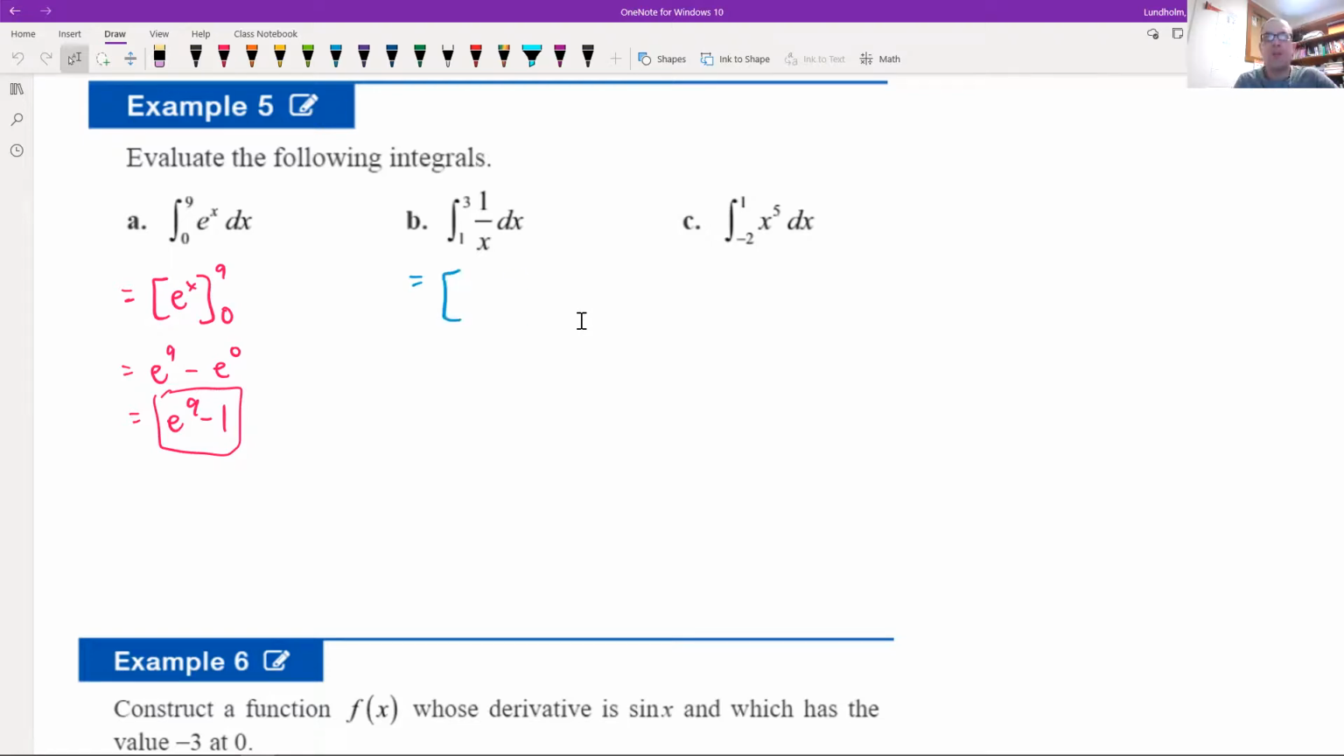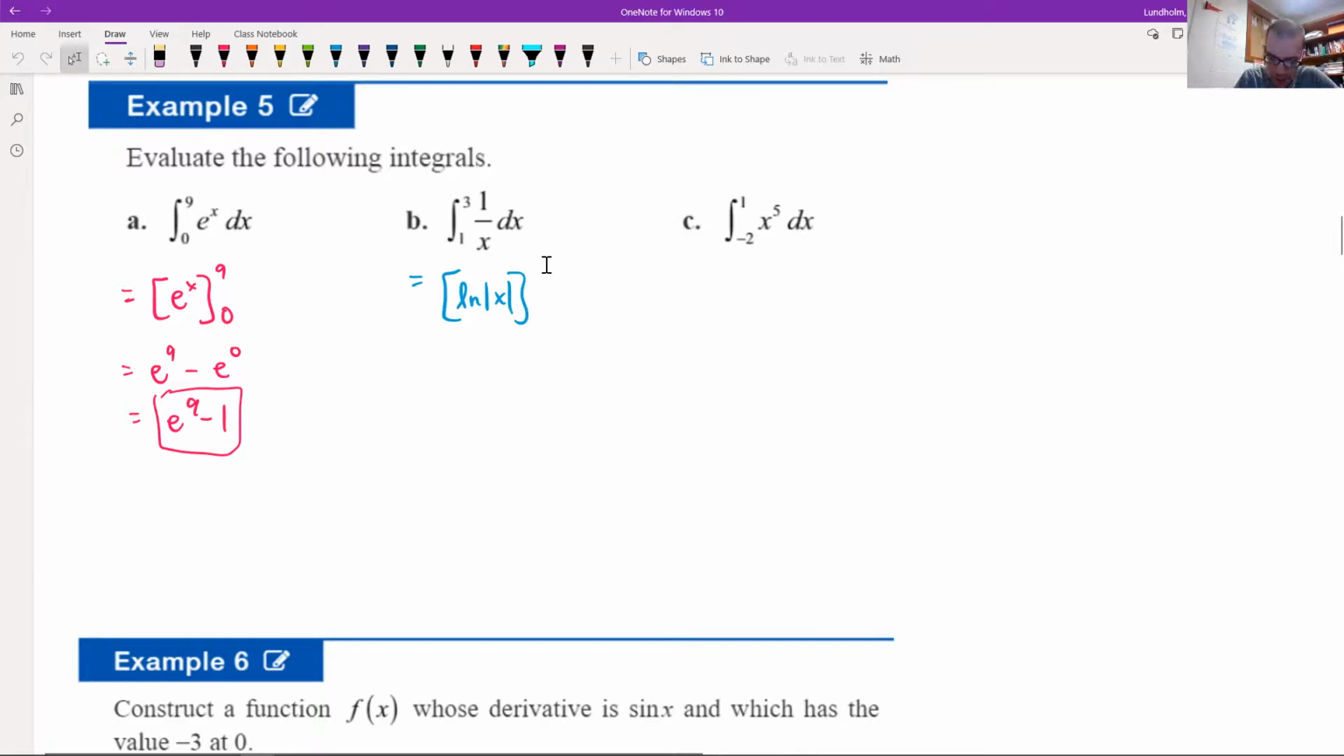Antiderivative of 1 over x would be, adding 1 to the exponent. This is the natural log, but we have to make sure that we put that in absolute values because 1 over x has a larger domain than natural log of x. And then we've got the endpoints.